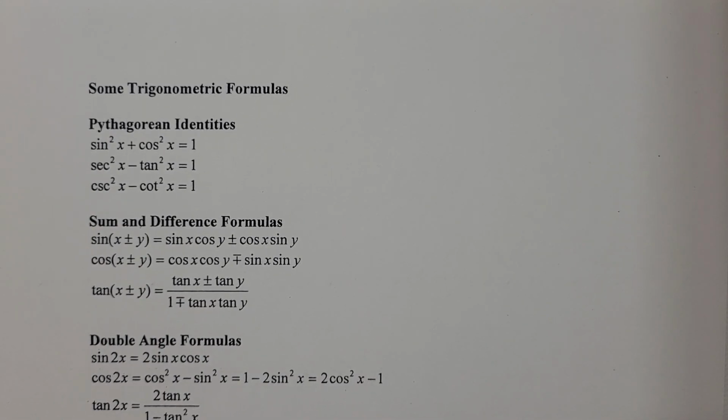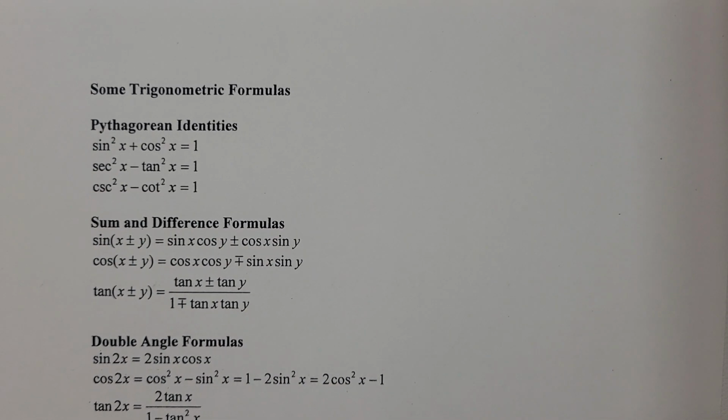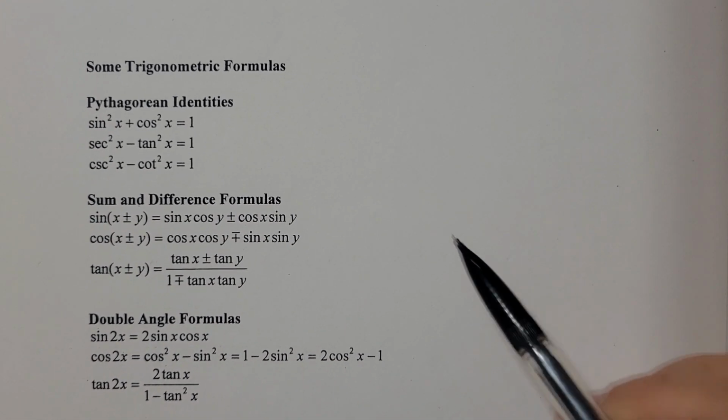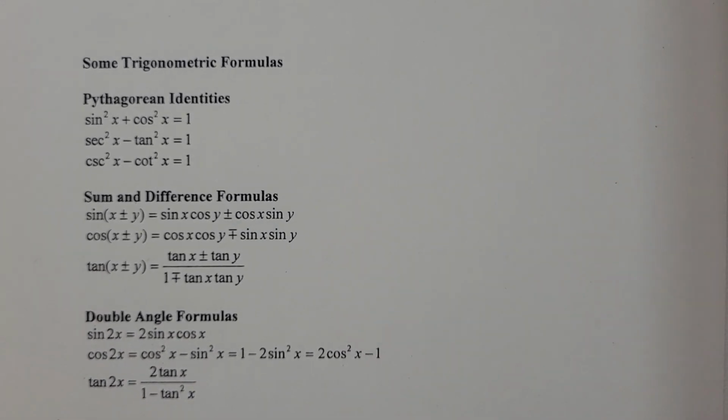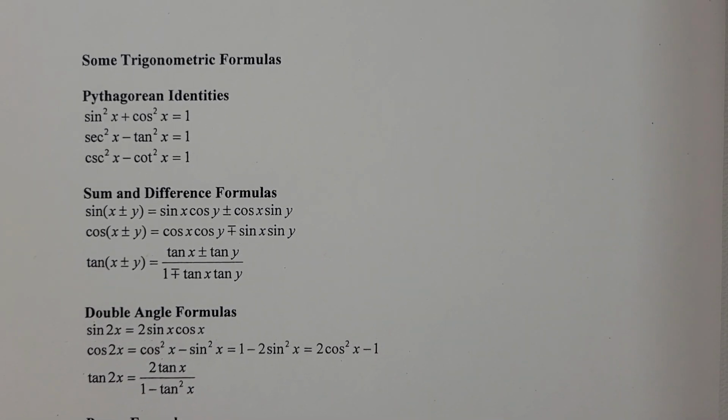All right, I'm going to begin section 7.2 now. 7.2 is called trigonometric integrals. And I've got some identities that you're going to want to know here on this page. So the Pythagorean identities, I would definitely have those three memorized. You'll need those a lot throughout the course.